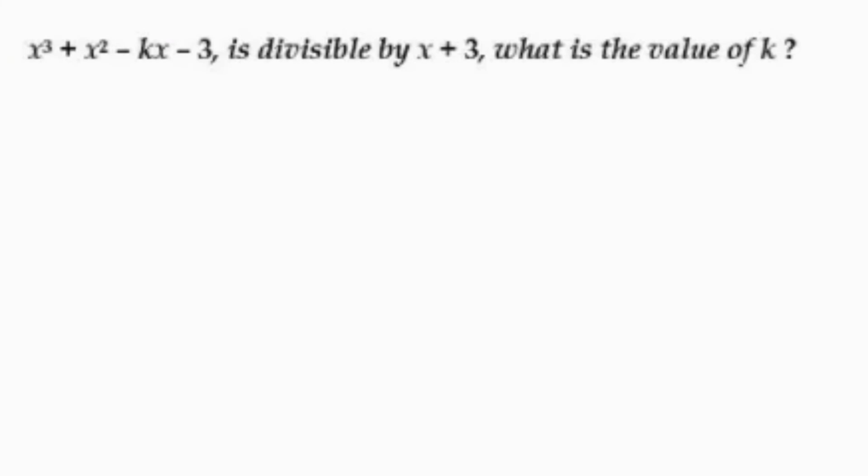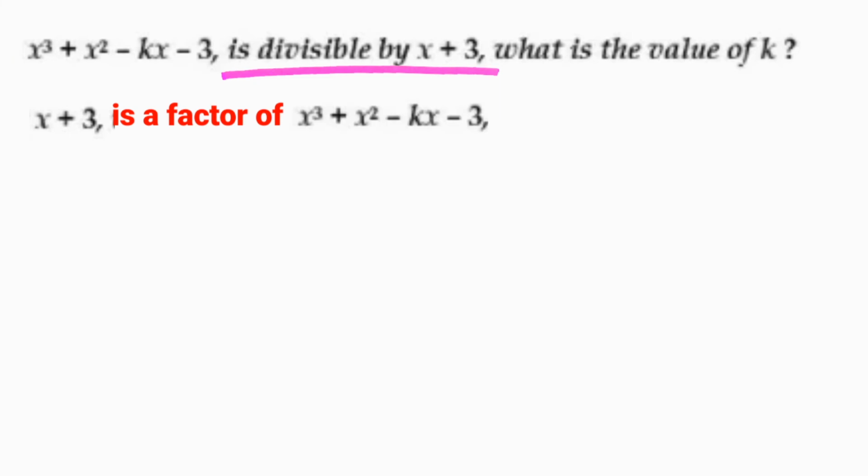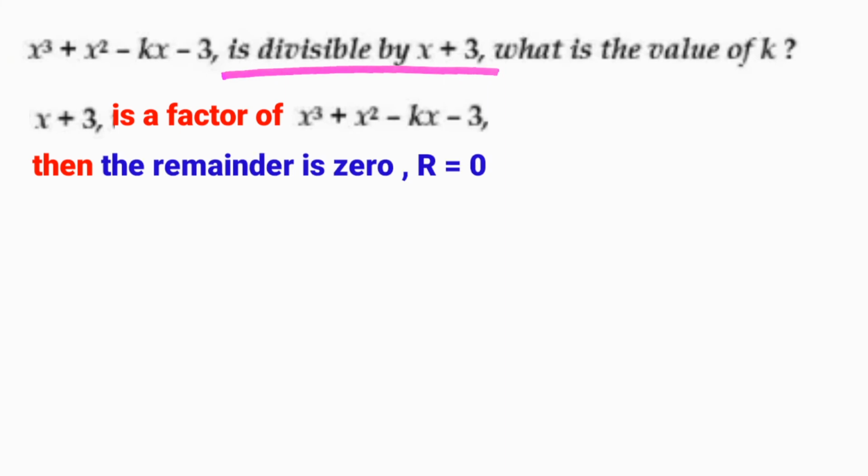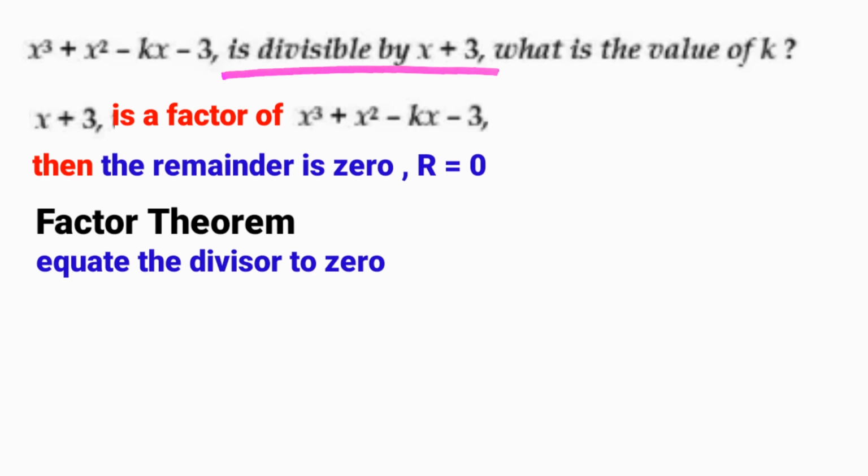x cubed plus x squared minus kx minus 3 is divisible by x plus 3. What is the value of k? Since it states that it is divisible by x plus 3, then x plus 3 is a factor of x cubed plus x squared minus kx minus 3. Then the remainder is 0, or r is equal to 0. To solve this problem, we can use the factor theorem. We can still equate the divisor to 0 to get x.